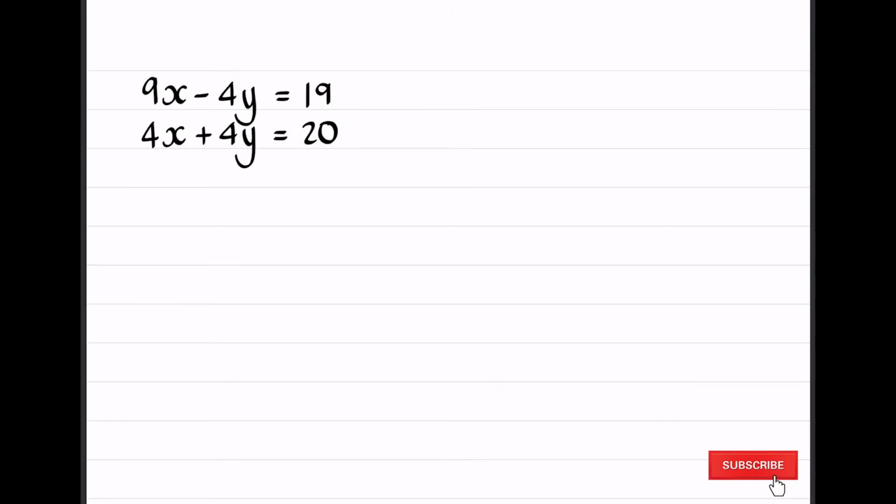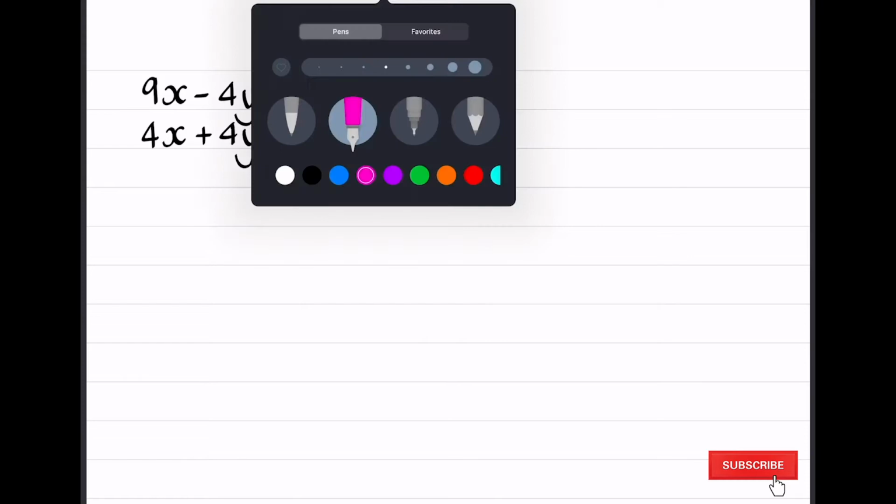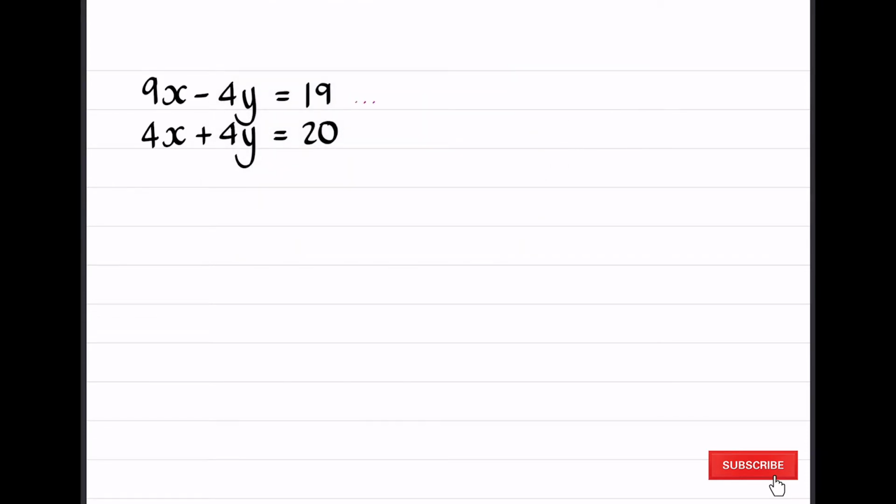If I'm solving two simultaneous equations, it means that I'm solving for two variables at the same time. So the first step that I'm going to do when solving simultaneous equations is I am going to label my equations. So I'm going to label them equation number 1 and equation number 2.